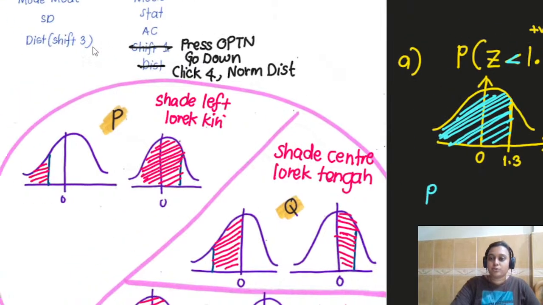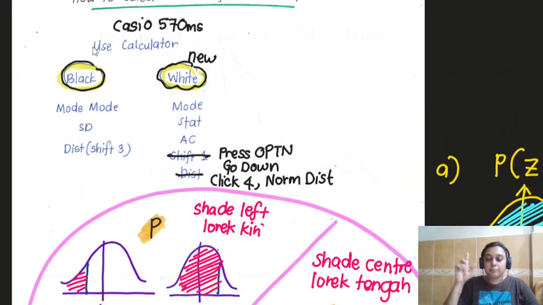Okay, those of you who are using the black calculator yang Casio 570, press mode 2 kali. Tekan mode 2 times. After that, press SD. Can you see SD? SD is standard deviation. Lepas tu, after press SD already, tekan distribution. How to tekan distribution? To get the distribution, you must tekan shift and then press number 3.